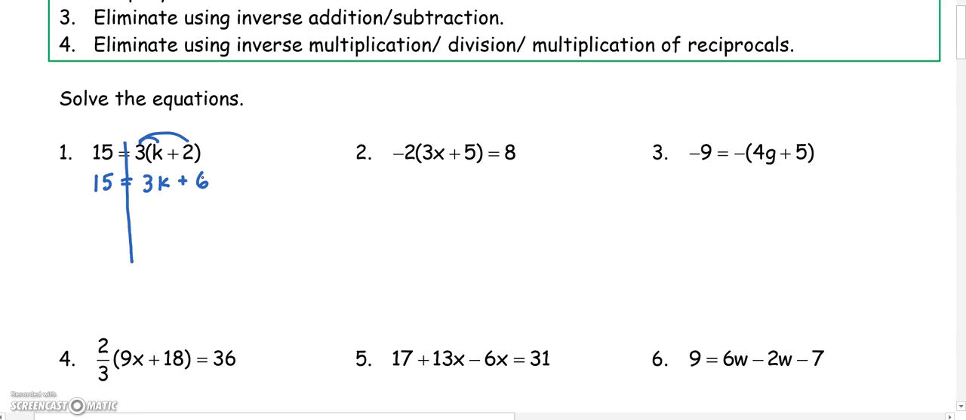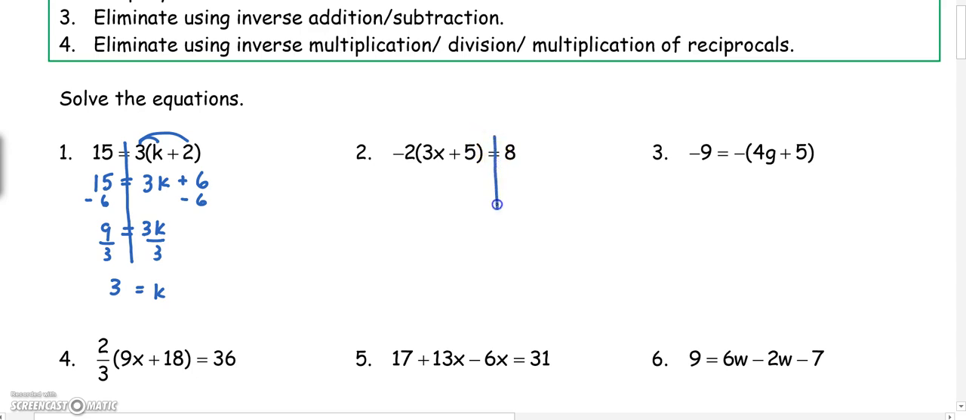So now that we have used distributive property, there's no more simplifying, so we can go to using our inverse operation. So we're going to subtract 6 from both sides. 9 equals 3k. Then we're going to use our inverse division. So k is equal to 3.